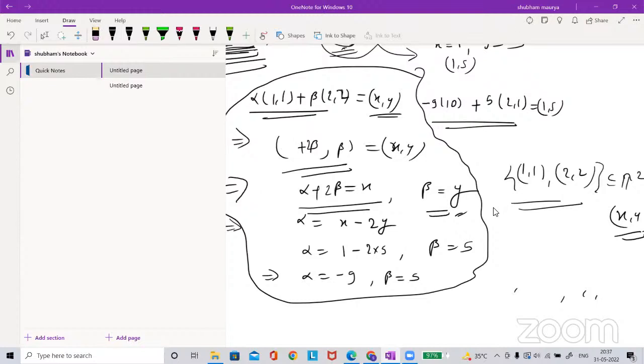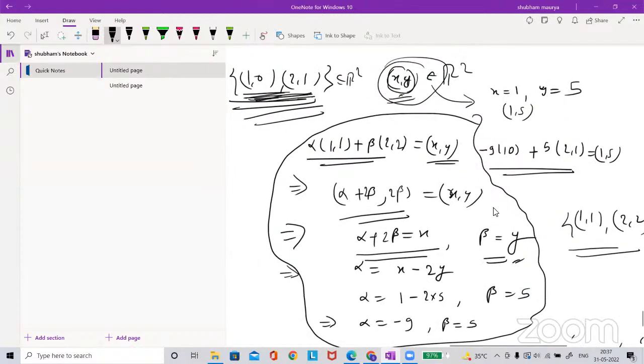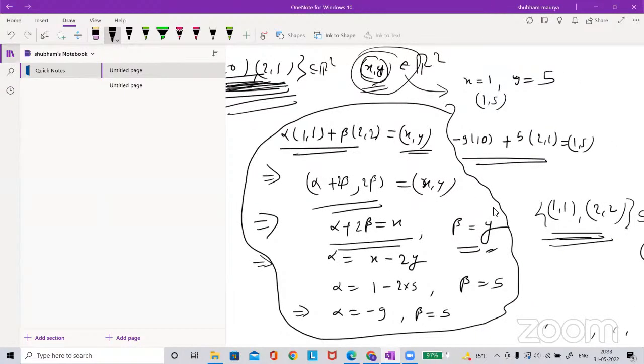Sir, I want to ask one question here. For checking whether this spans the entire R2 or not, we have to check whether this forms the basis or not, right? If this forms the basis, then only it can generate the entire R2. The previous one forms a basis, but this will not form a basis. We will check that.